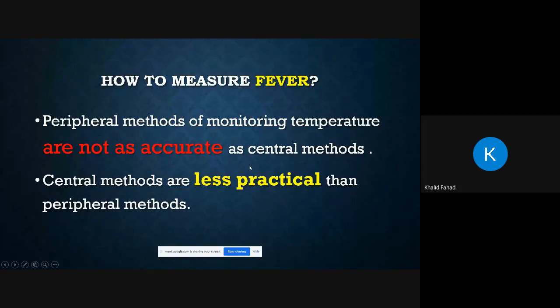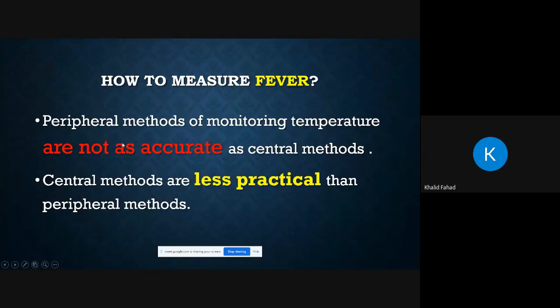Why? Because the oral type depends on the humidity of the oral cavity, whether the patient is a mouth breather or not, which will affect the temperature of the mouth. Similarly, the axillary type depends on the amount of sweating. If the patient is febrile and sweating at the same time, it will not be accurate because the presence of water will interfere with the temperature measurement.